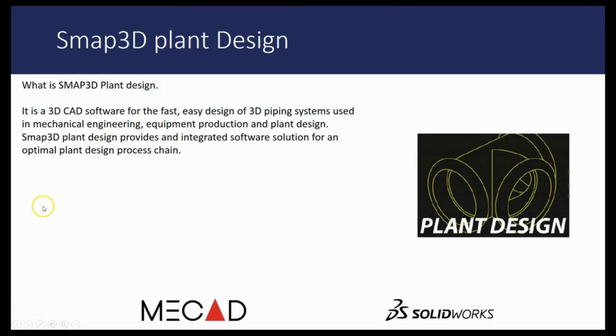What is SMAP3D Plant Design? It is a 3D CAD software for fast and easy design of 3D piping systems used in mechanical engineering, equipment production and plant design. SMAP3D Plant Design provides an integrated software solution for an optimal plant design process chain.